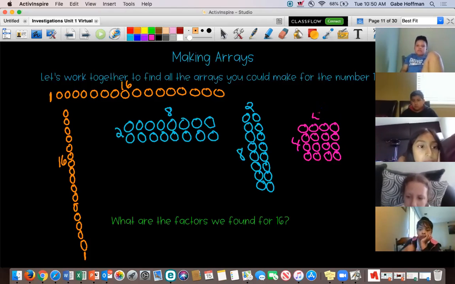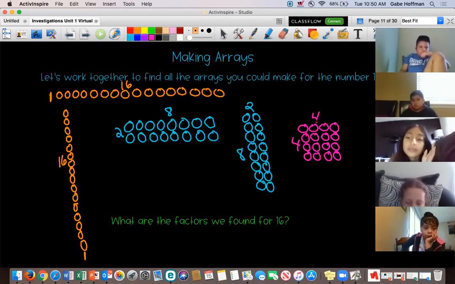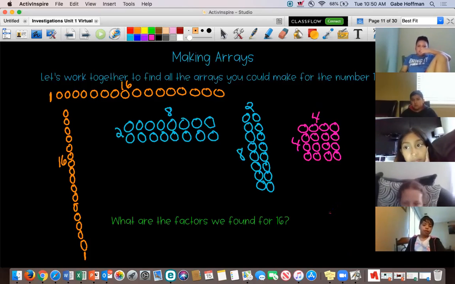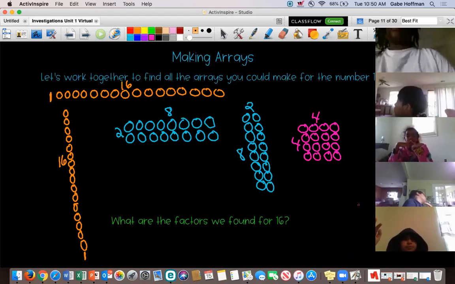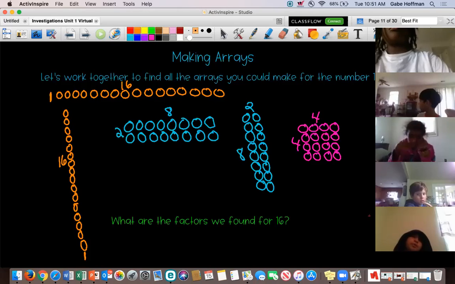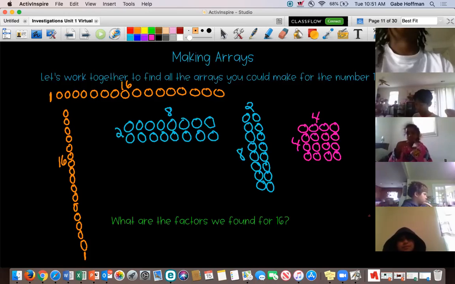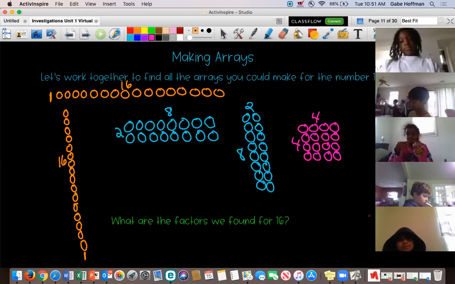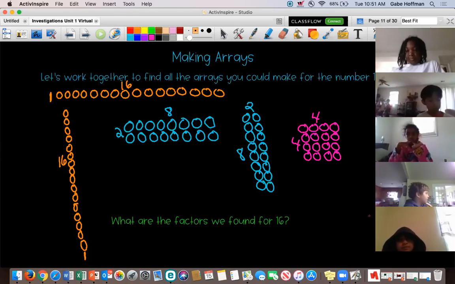The funny thing about that one is, can we take that one and flip it on its side like we did with the other ones? Sue, go ahead. Yes. So if we take that and flip it, are the numbers going to change at all? No, right? Because it's 4 and 4. So we call that a square number, where it has the same number of rows and columns. So there's nothing else that works for 16.